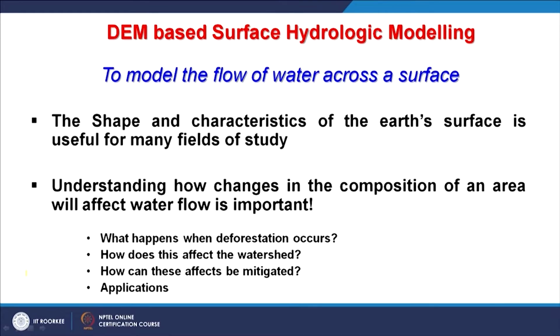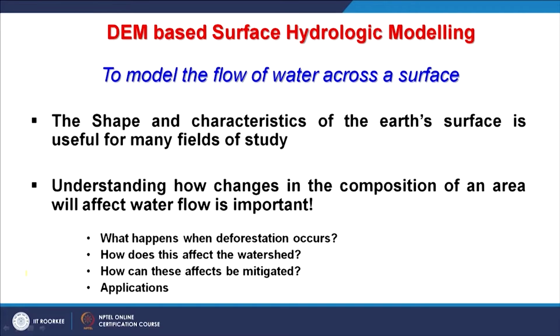And therefore, this combination of digital elevation model and surface hydrologic modeling in GIS has brought many applications, which we will see, even how these will affect the groundwater conditions, or how we can think or visualize the groundwater conditions or changes in groundwater conditions.